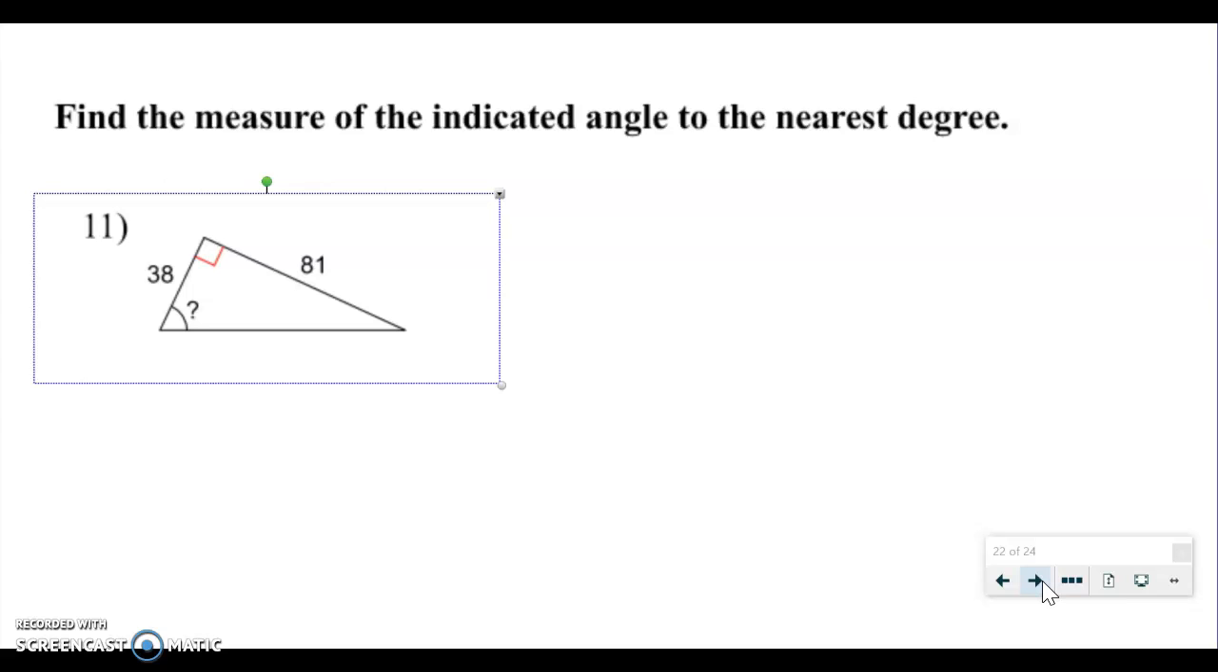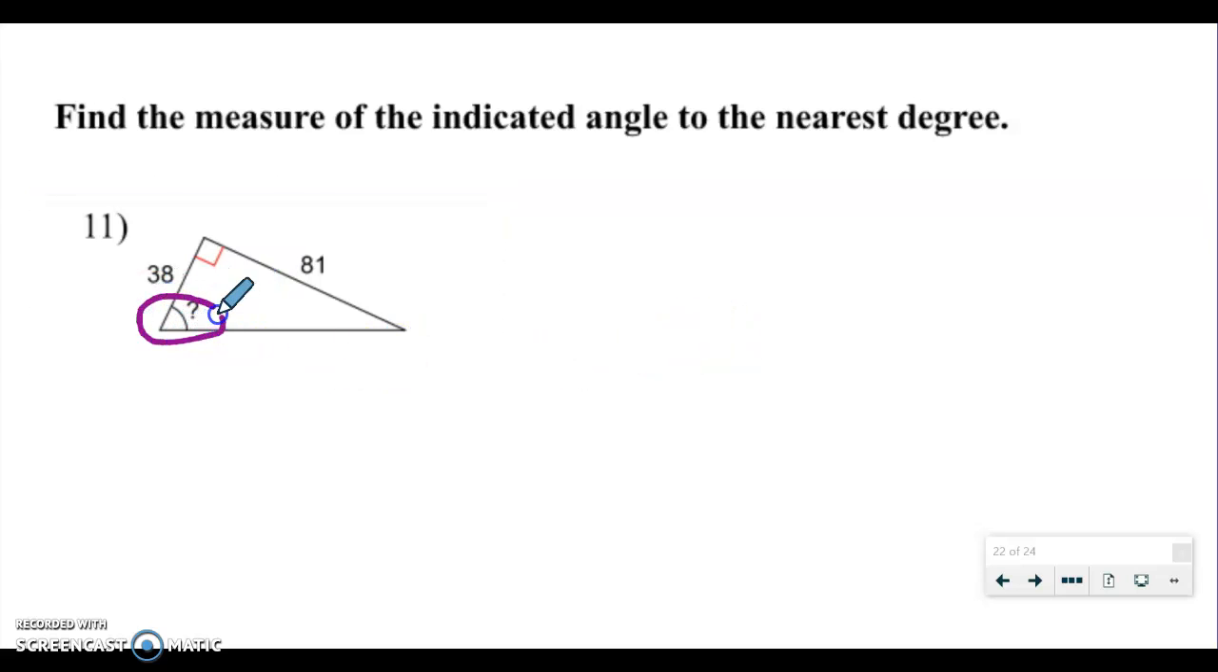Okay, so putting it all together here. So I want to find out what this missing angle measure is. Okay, so just putting it together, we want to find out what DTR to find the relationships of all these sides. So 81 is opposite, 38 will be adjacent because it's touching the angle. Okay, so which ratio has O and A in it?